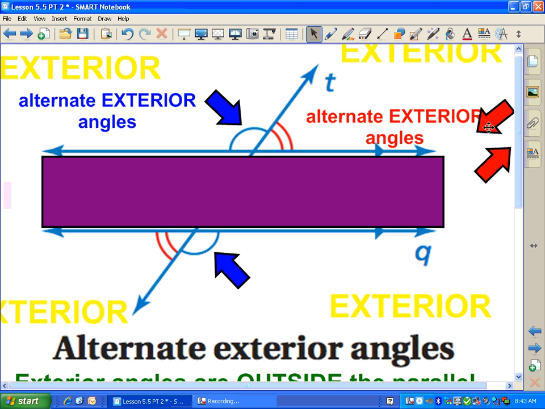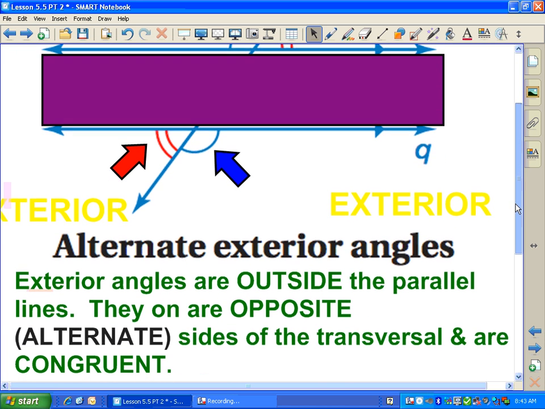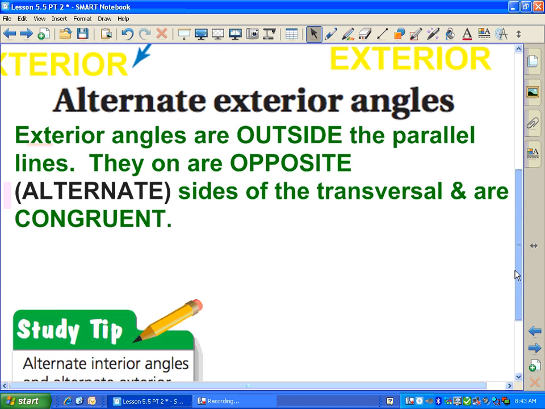Also, by definition, I could say my red angles are congruent to each other, equal to each other, because my red angles lie on the exterior. They lie outside the parallel lines, and they are on alternate or opposite sides of my transversal. So hopefully you can see the difference between alternate exterior and alternate interior angles.